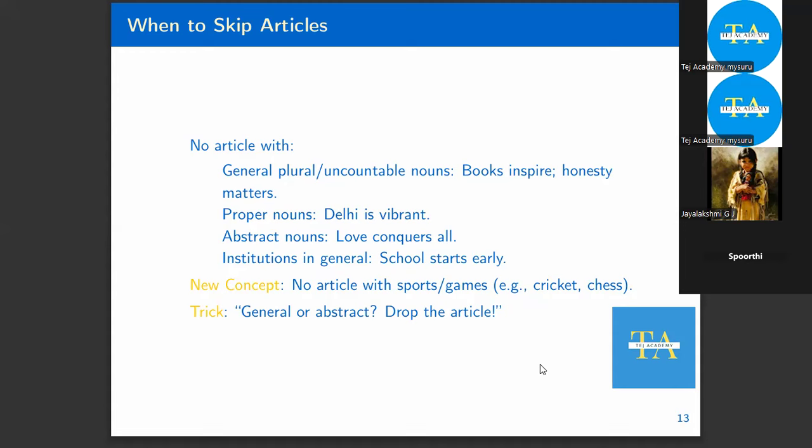So here we have one more trick. General or abstract, drop the article. If the statement is general or abstract, we have to leave the article. Abstract means, as I said, love conquers all. Freedom cannot be taken. Honesty matters. Kindness improves society. So here again, kindness improves society. There's no need of adding articles, especially the, here. And if you say kindness improves the society, that will not be a grammatically wrong sentence. It will still be a right sentence.